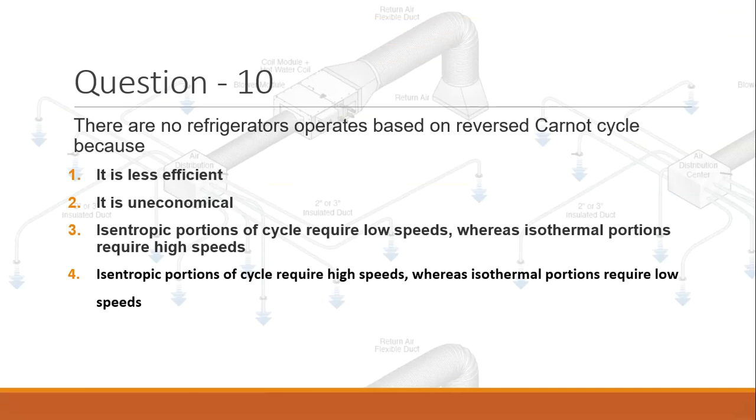Question 10. There are no refrigerators that operate based on the reversed Carnot cycle because it is less efficient, it is uneconomical. Isentropic portions of cycle require low speeds, whereas isothermal portions require high speeds. Isentropic portions of cycle require high speeds, whereas isothermal portions require low speeds.